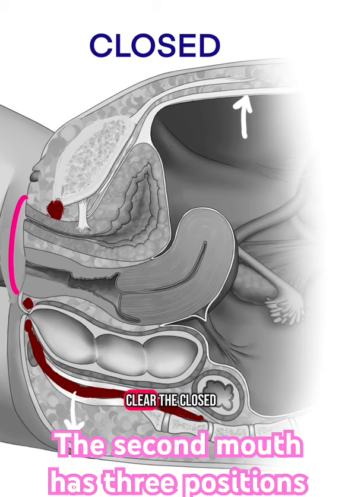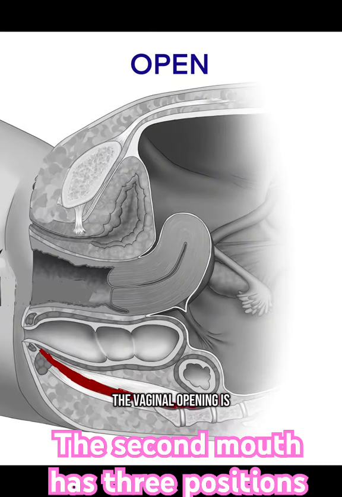But to be clear, the closed state is not the position for urinating or defecating. That requires us to be more relaxed. So that brings us to the last position, which is open. And you could see how wide the vaginal opening is. There's no pressure on the urinary sphincter. There's no pressure on the bowel sphincter.